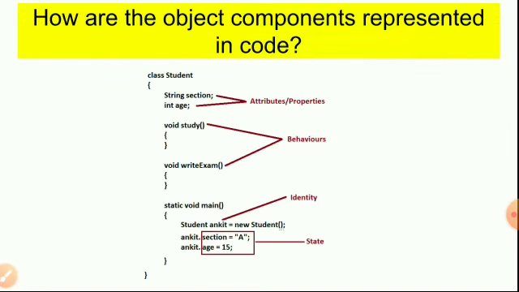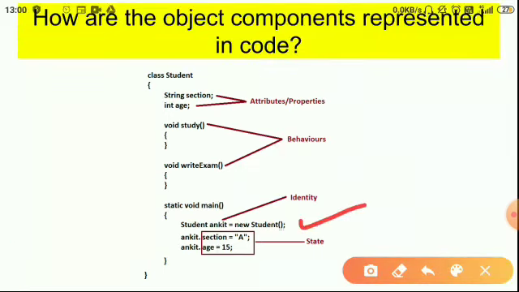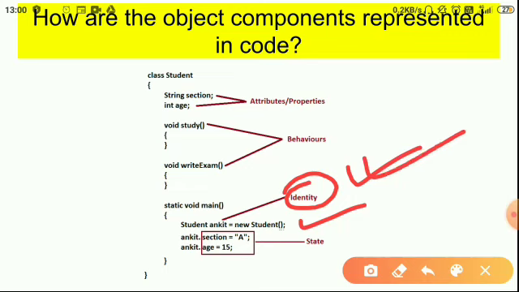Similarly, Ankit is an object belonging to the student class. So once I have created an object by the name Ankit, this name can be anything. That is known as identity, giving a name to your object.